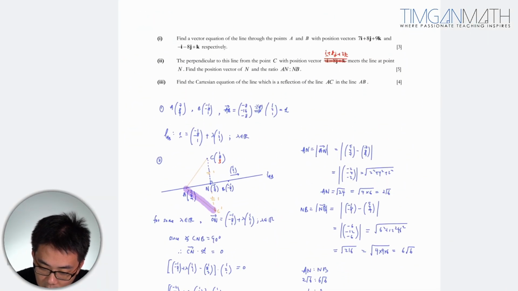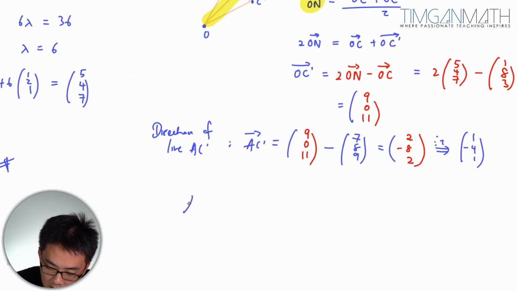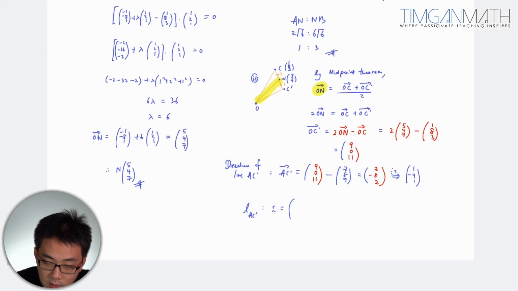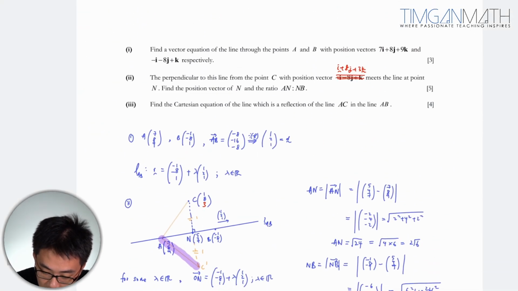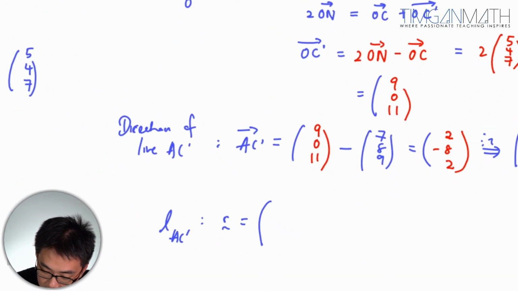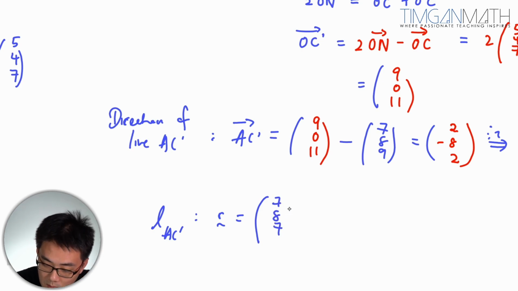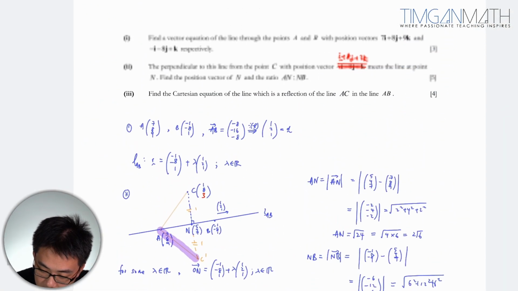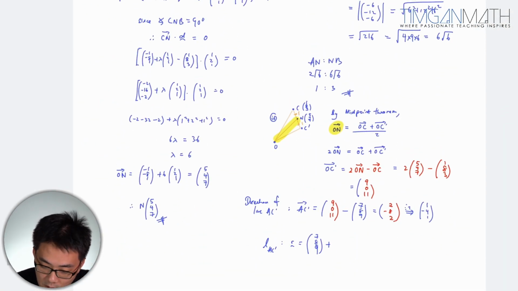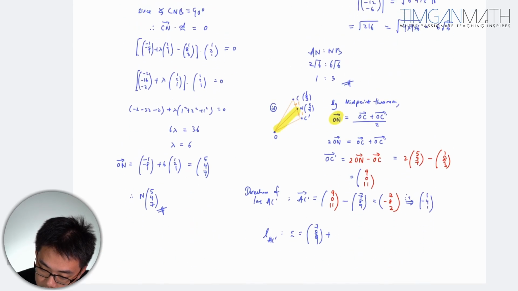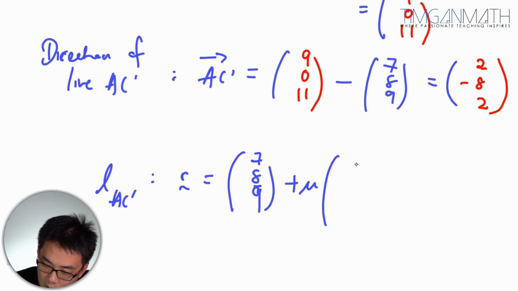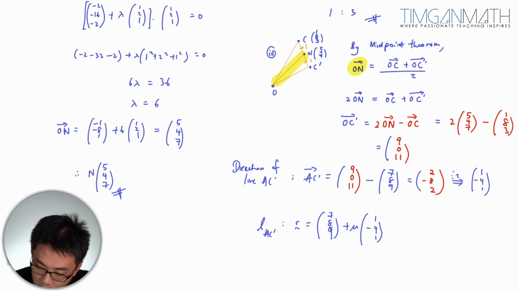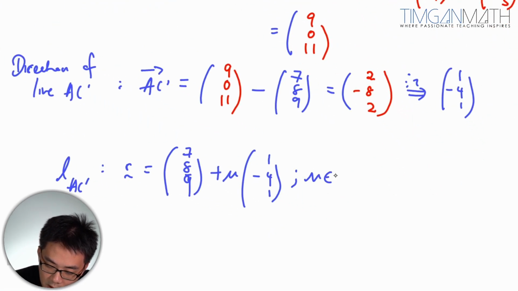So once you get that ready, we're going to get line AC, which is the line you want, the reflection line. We can just take any point. You can either take A or C prime. Obviously, A will be easier. 7, 8, 9 plus the direction vector. I used lambda previously, so I'm going to use mu now. 1, minus 4, 1. Okay, so this is the vector line equation.